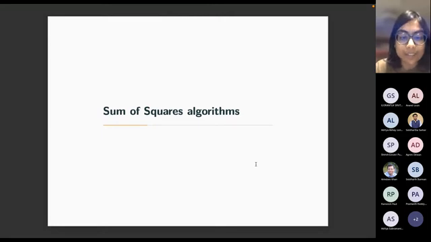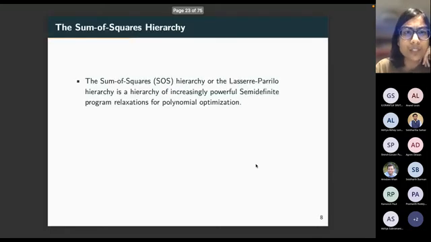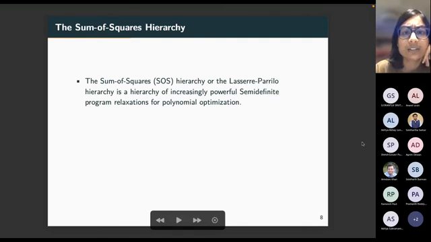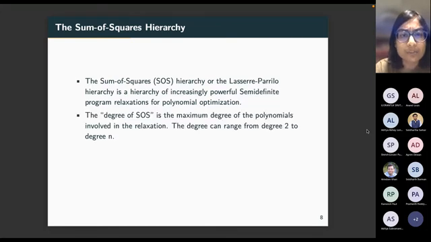Now, let me give a little bit of background about Sum-of-Squares algorithms, and basically all the algorithms I just told you about turn out to be Sum-of-Squares algorithms. So the Sum-of-Squares hierarchy, or the Lasserre-Parrilo hierarchy, is a hierarchy of increasingly powerful semi-definite programming relaxations for polynomial optimization. The degree of Sum-of-Squares basically measures the level in the hierarchy. So how good of a relaxation it is.